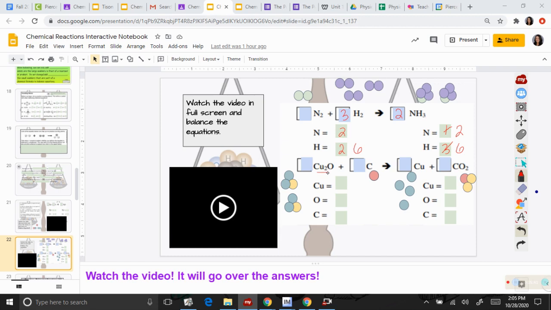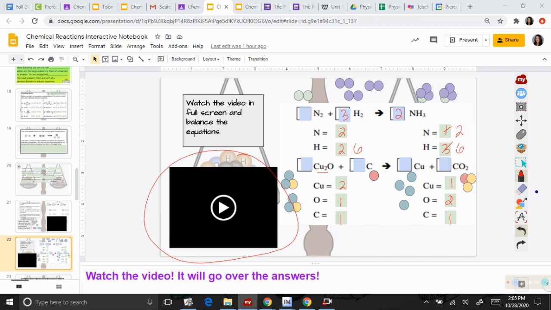So let's try this bottom one. For copper, I have 2. I only have 1 oxygen and 1 carbon. Over here, I have 1 copper, I have 1 carbon, and I have 2 oxygen. Now, you're going to need to drag your little dots to the right spot. You're going to find that in this video, so be sure you watch the video, okay? Make sure you've done it right. And what we're going to do is we're going to look at this. So the first thing I see is that copper is not right. So I have 2 here and 1 here.